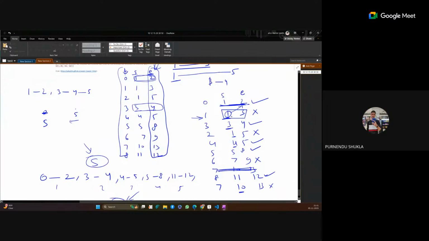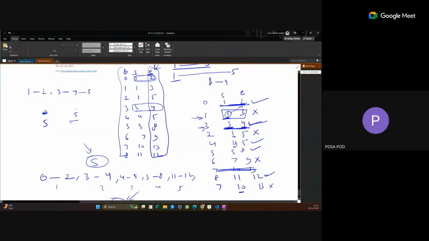It should complete. If this is less than the previous one, it means it is overlapping actually, so we cannot pick this. When we move to 3, this 3 is greater than 2, so it is not overlapping. But 1 to 5 is again overlapping because 3 and 4 come in between. Then 5 is again non-overlapping, and 5 and 8 again non-overlapping.